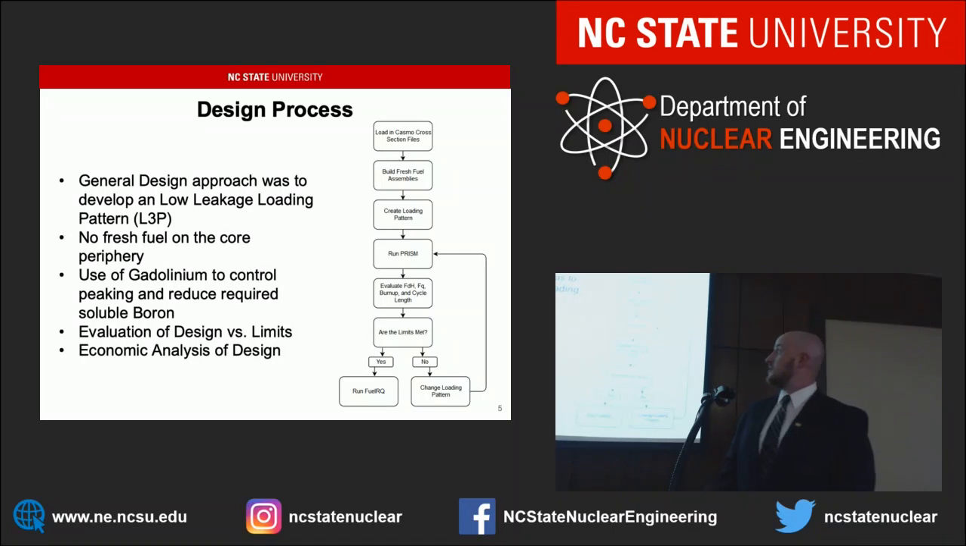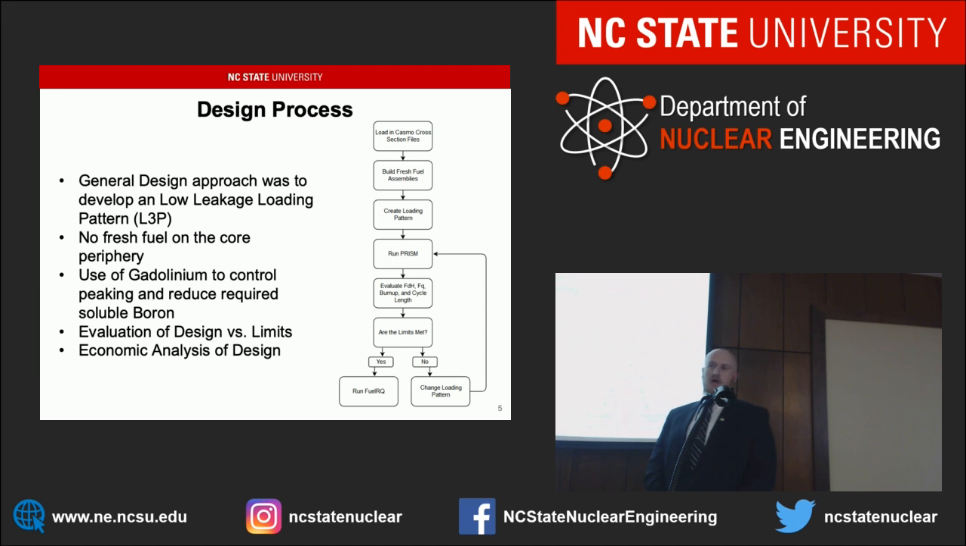So our overall design process was based off of a low leakage loading pattern. We wanted no fresh fuel on the core periphery to ensure our neutron economy was sufficient, and also to control the peaking powers, peaking factors. We used the gadolinium to control our peaking along with the boron concentrations. So once we received the cross-section files, we would then use those to build our individual fuel assemblies.